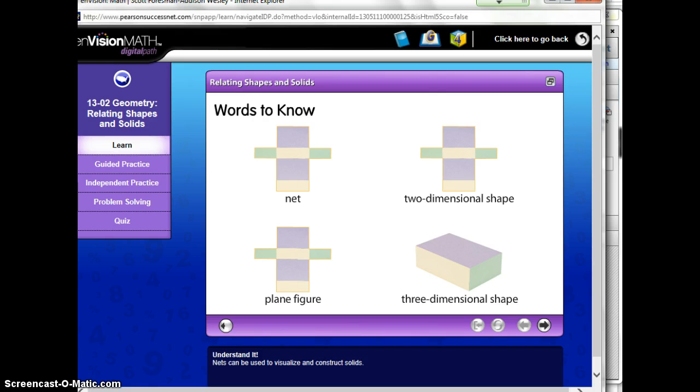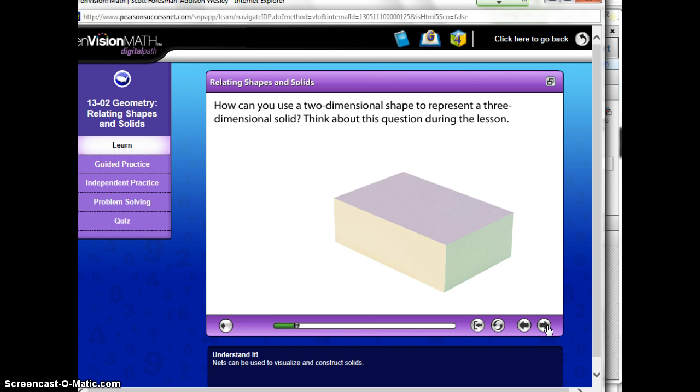Today's lesson is on creating nets, which are flat pictures of three-dimensional shapes. So we need to understand what a three-dimensional shape looks like. We've been working with those the last day or so. And we're going to try to learn how to take these shapes apart so we could lay them flat and look at what they may look like if they had a net that covered them just perfectly.